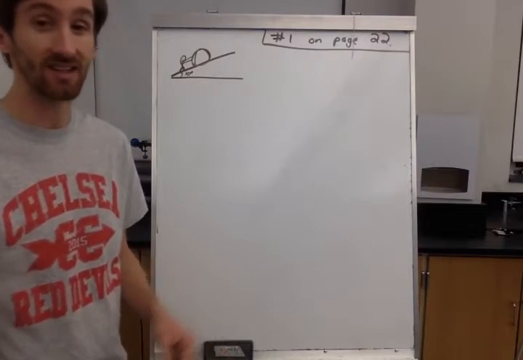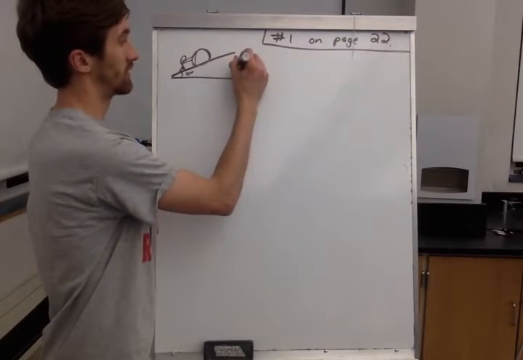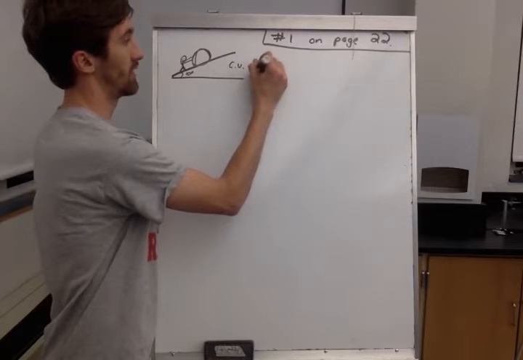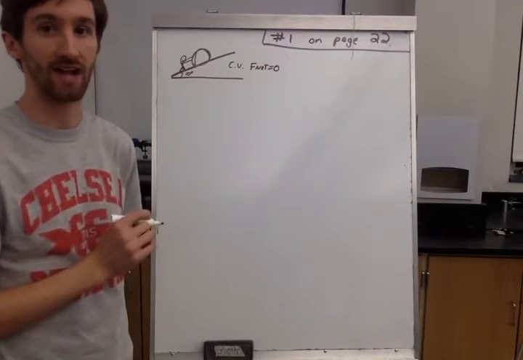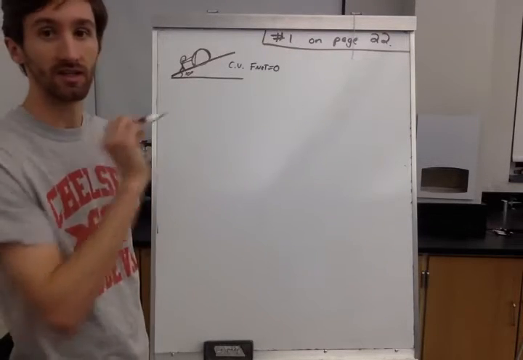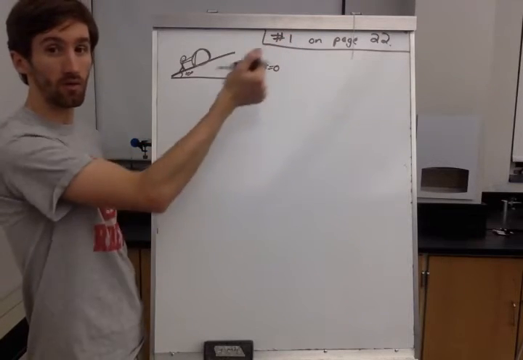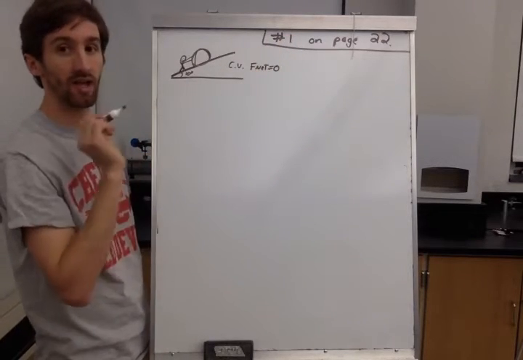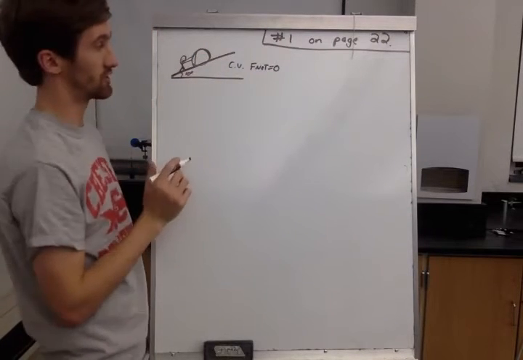So it says constant velocity, so we know that the forces have to be balanced. Net force has to equal 0, and it wants to know how much force Amy is pushing with. So gravity is going to be trying to pull that boulder down. Amy is pushing up against gravity, and we want to know how much she's pushing with.